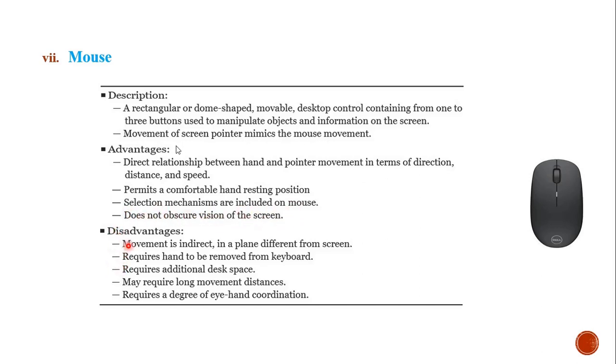There are certain disadvantages as well. Movement is indirect, and it requires the hand to be removed from the keyboard. It requires additional desk space also. It may require long movement distance, and it requires a degree of eye-hand coordination. So this is about the mouse.